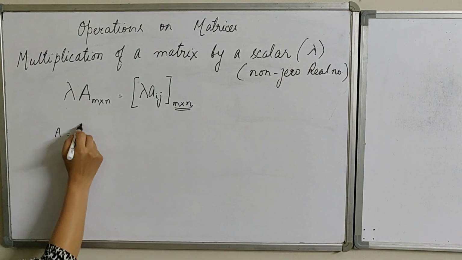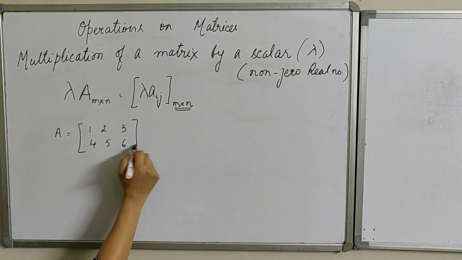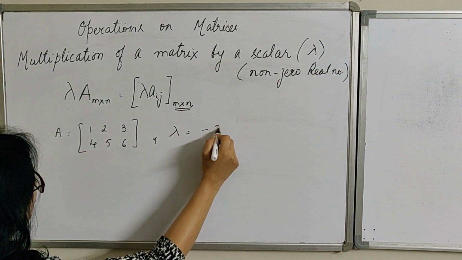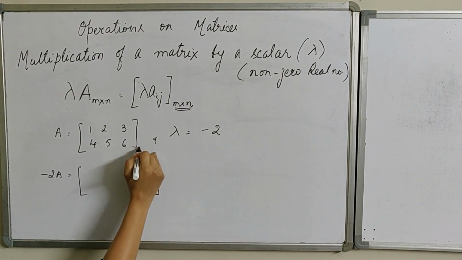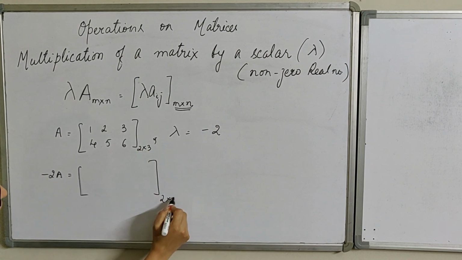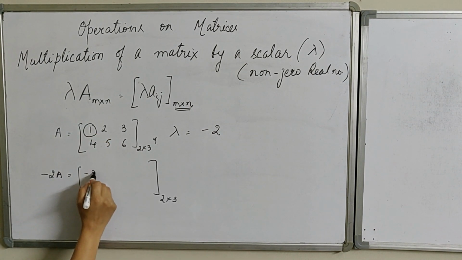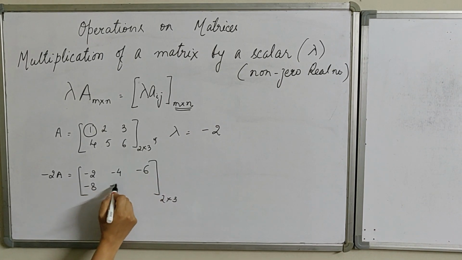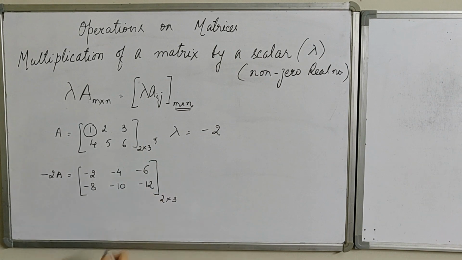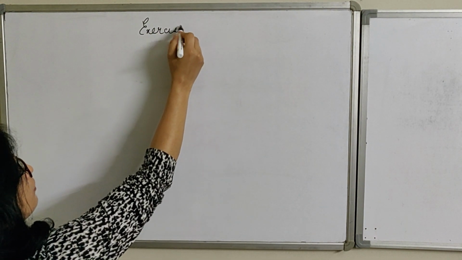For example, if matrix A is 1, 2, 3, 4, 5, 6 and lambda is taken to be -2, then -2A will give a matrix of the same order 2 by 3 with each element being multiplied by -2. So the first row elements would be -2, -4, -6. Second row elements -8, -10, -12. With these concepts of matrices, I'm going to take up some questions from exercise 3.2.